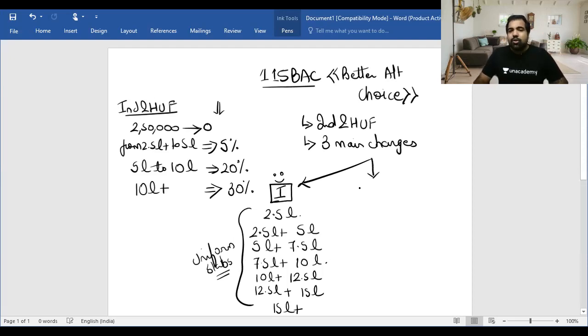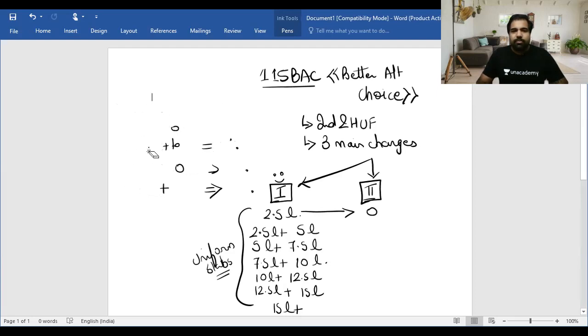The second reason is not just the slabs, even the rates have been changed, and the rates are now very, very systematic and smooth. The first one obviously is 0. That means there is no tax up till 2.5 lakhs. Guys, one more thing you have to remember, there is no higher basic exemption limit if you choose this. I'm just writing down the details right away. So you should know that there is no higher basic exemption limit for this.